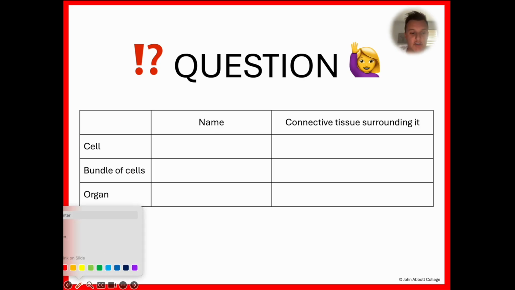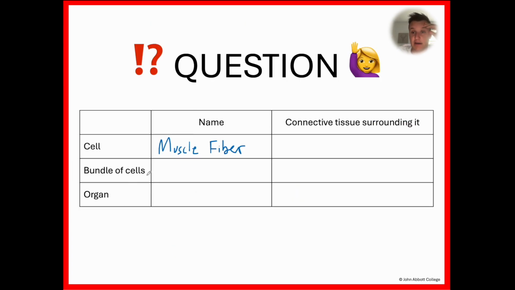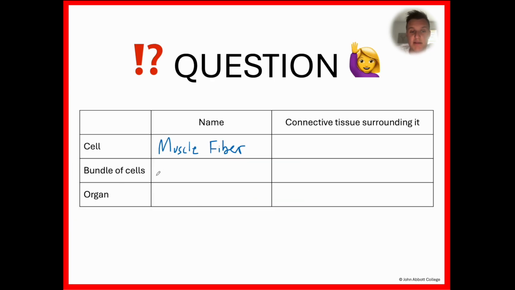Okay, so over here, a muscle cell, another name we used for this was a muscle fiber, right? This is my one muscle fiber. Then a bundle of muscle fibers, of muscle cells, right? If I have one muscle cell, two, three, four, what does that form? That forms our muscle fascicle, right?